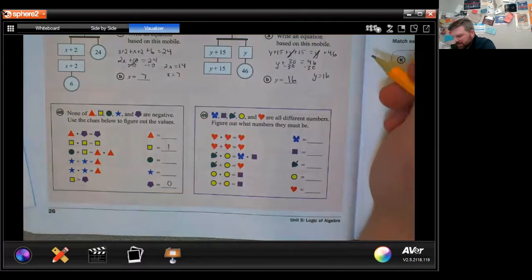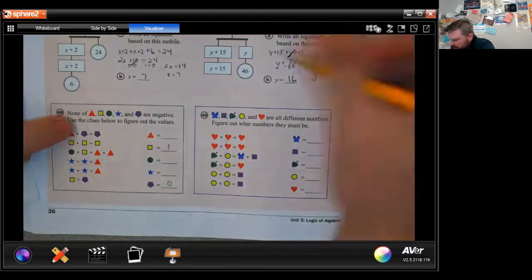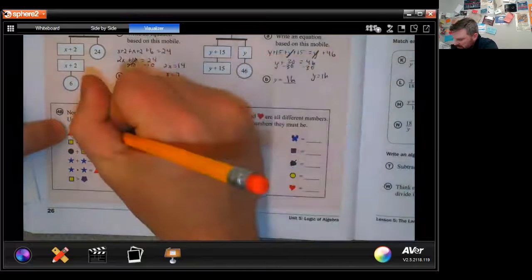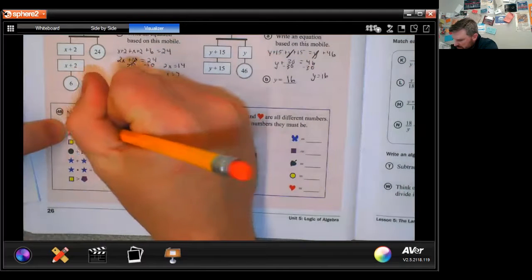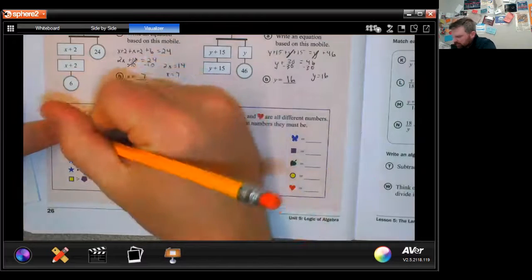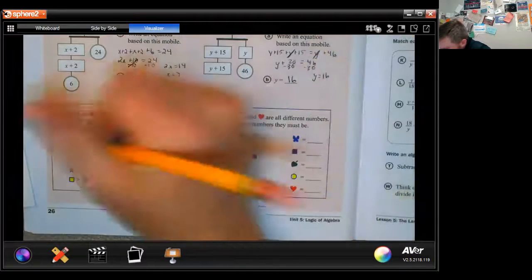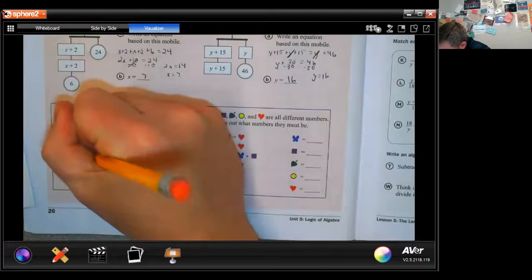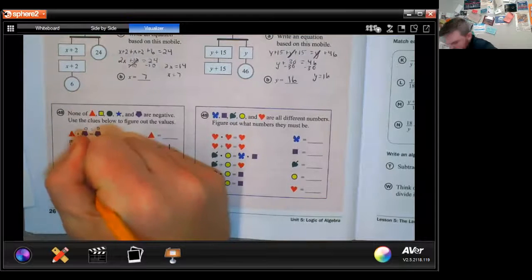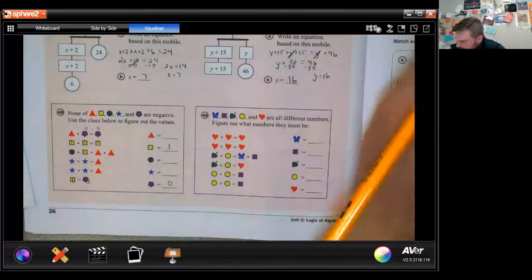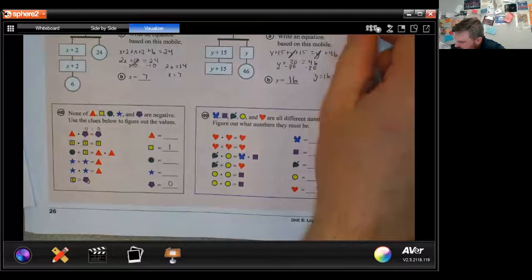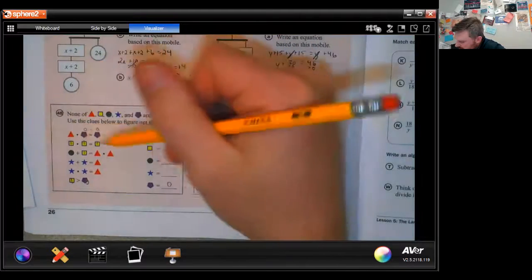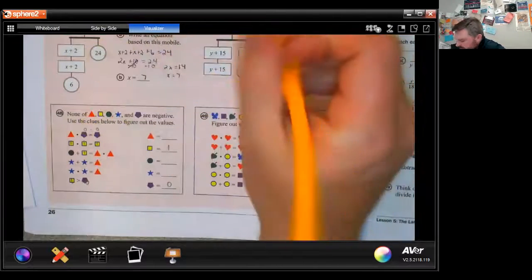Okay, so now we're going to come up here. So 0, 0. I've got a 1, a 1, a 1, a 1, a 1, and a 0. So all that's good. A triangle can be any number because any number times 0 is 0.